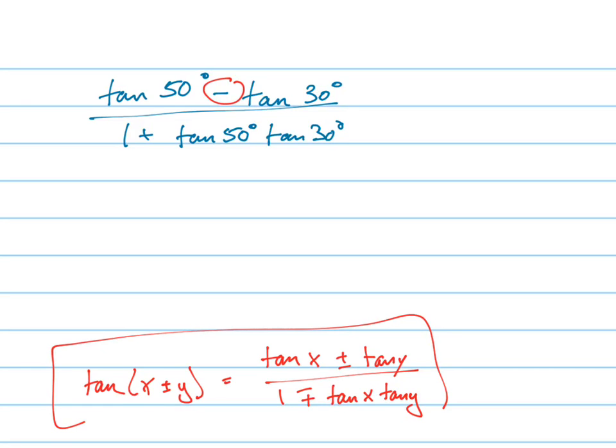So it will just become tan of 20 degrees. This equals the tan of, remember, this was our x and this is our y in this case. So it's the tangent of 50 minus 30, which is the tangent of 20 degrees. And that's your answer.